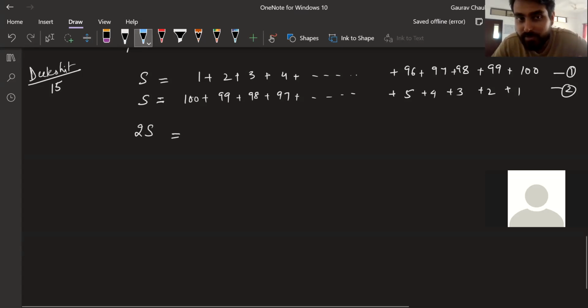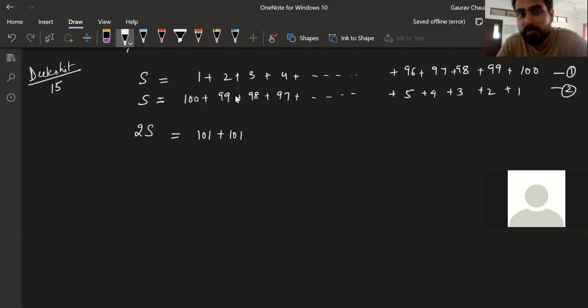On the right hand side, what is happening? I want you to observe very carefully. This, if I add, I will get 101. These two, if I add, I will get again 101. These two, if I add, I will again get 101. These two, if I add, I will again get 101.